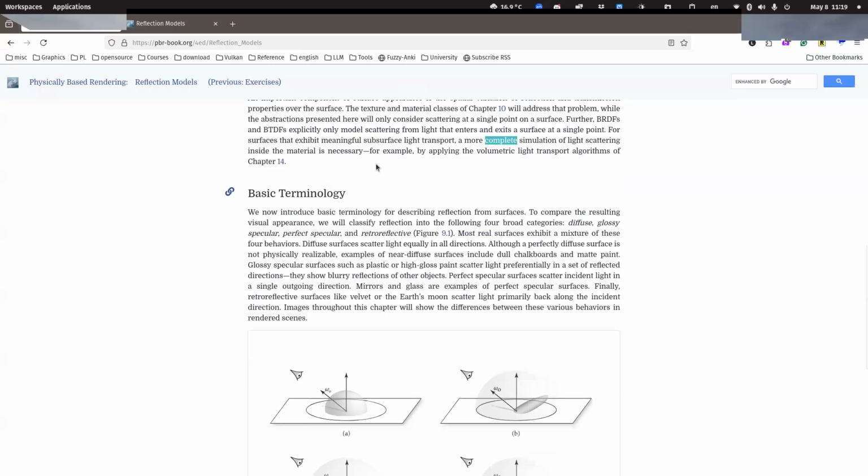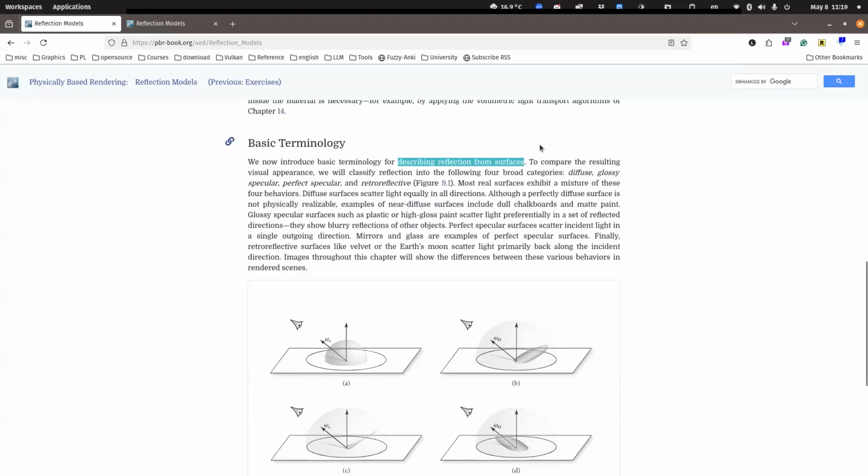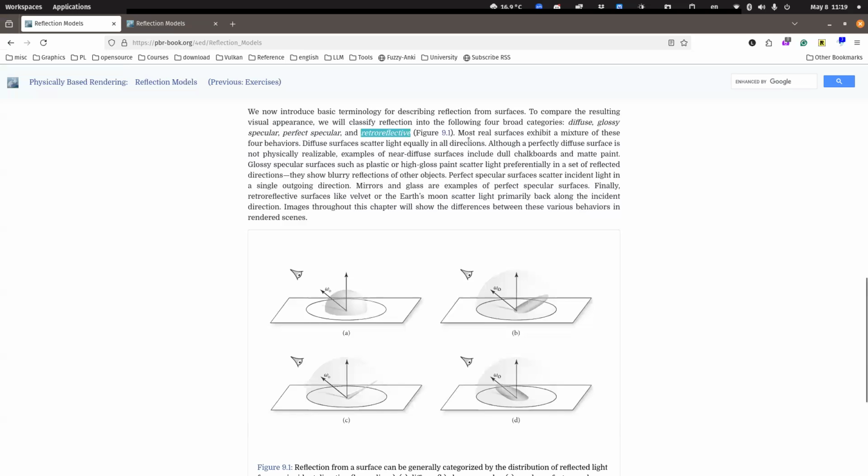So, basic terminology to describe reflection from surfaces. To compare the resulting visual appearance, we will classify reflection into the following four broad categories: diffuse, glossy specular, perfect specular, and retroreflective. Most real surfaces exhibit a mixture of these four behaviors. Diffuse surfaces equally scatter light in all directions. A perfectly diffuse surface is not physically realizable. Near-diffuse surfaces include things like a dull chalkboard and matte paint.